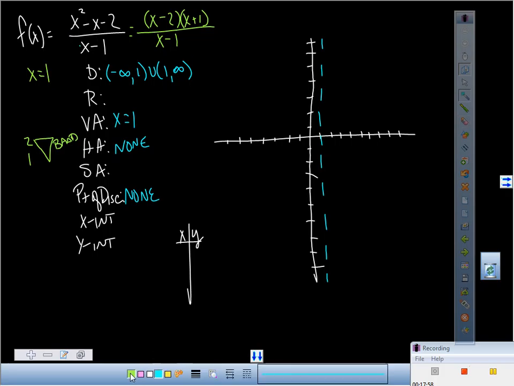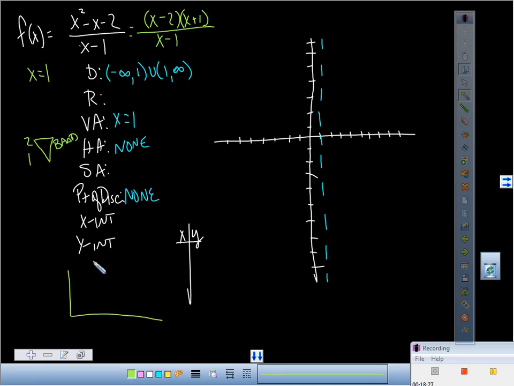How does it tell you to find the slant asymptote? Yeah, you're just going to divide this by this. Now this one's very friendly because I can use synthetic division. But if the top had been like x cubed minus 4x squared plus 3x minus 6 divided by x squared minus 2x plus 1, you would have had to use long division.